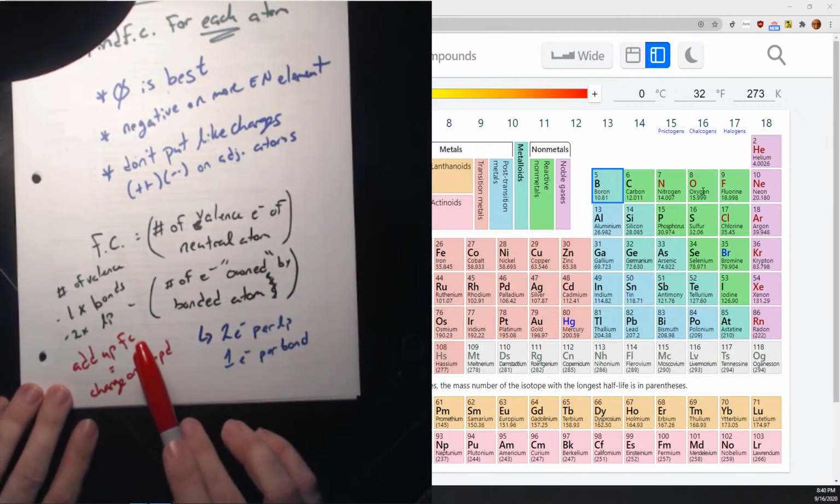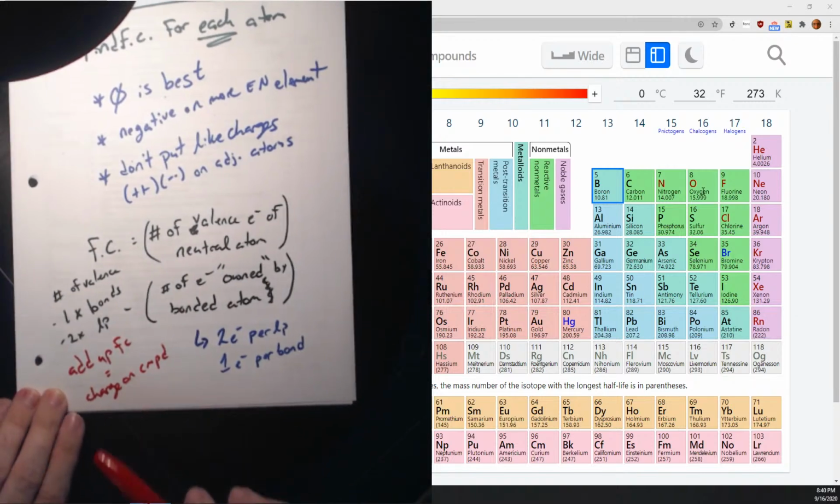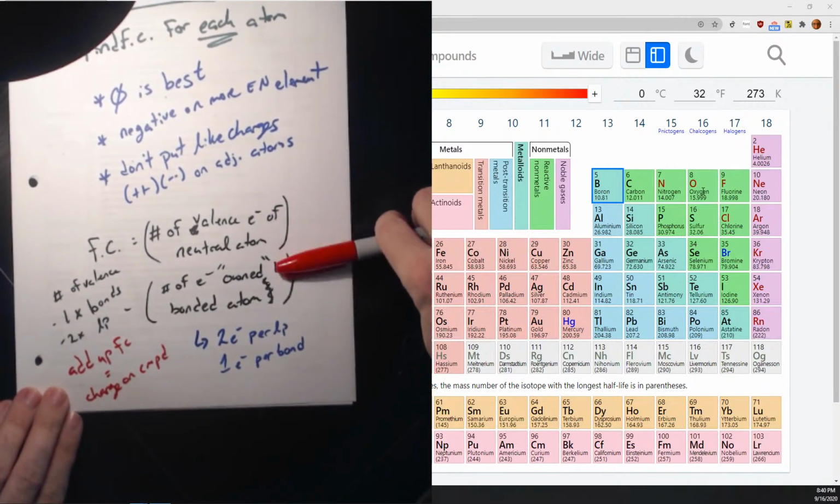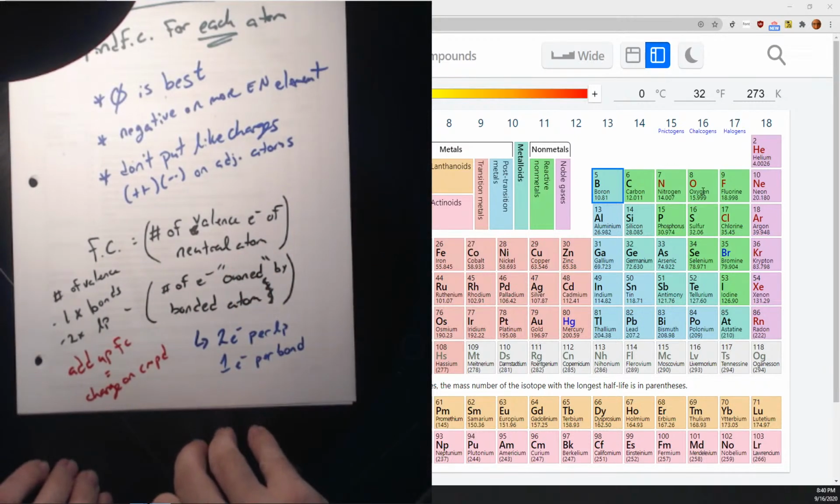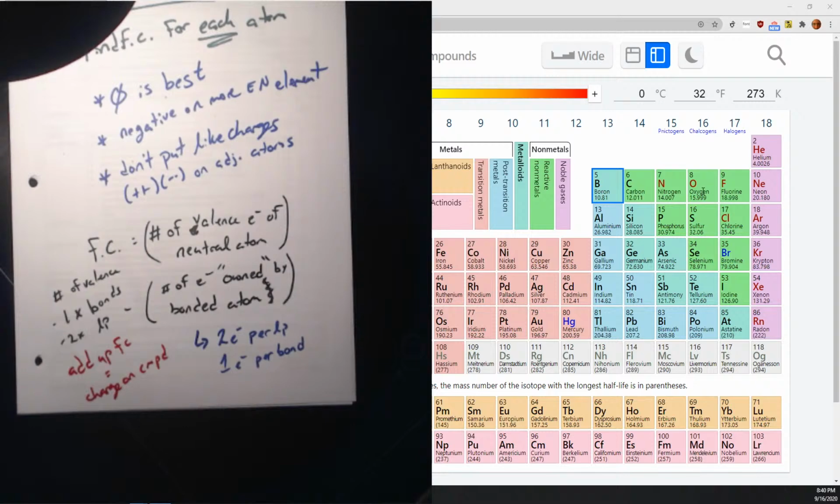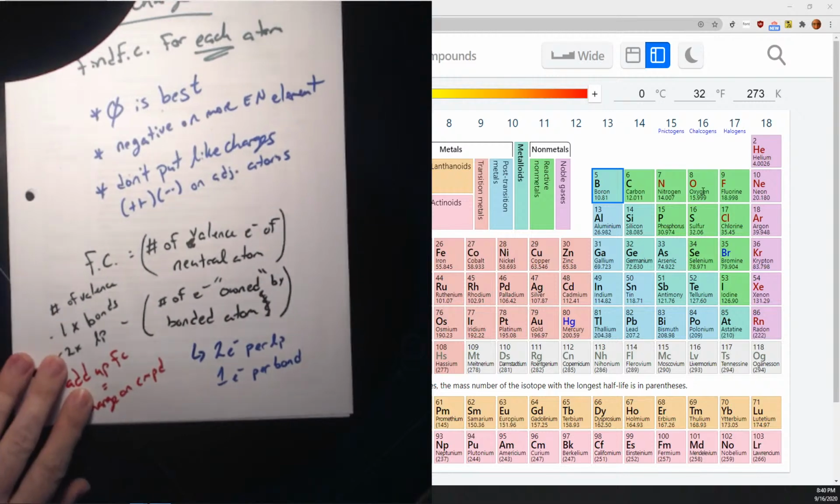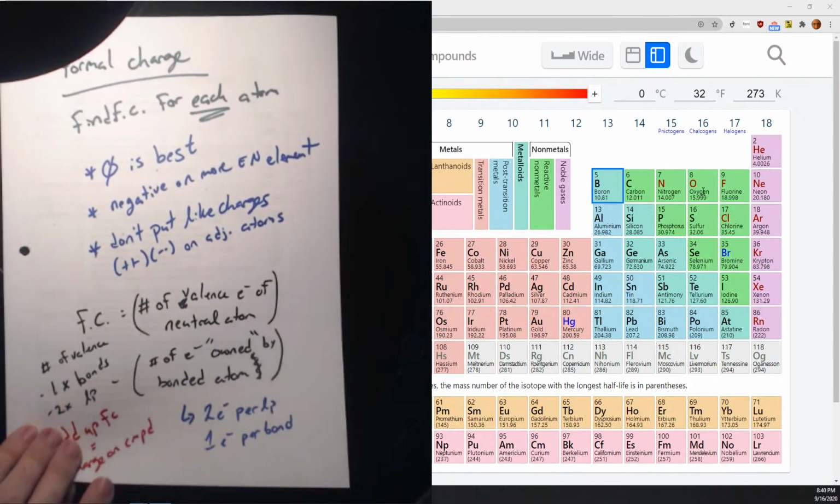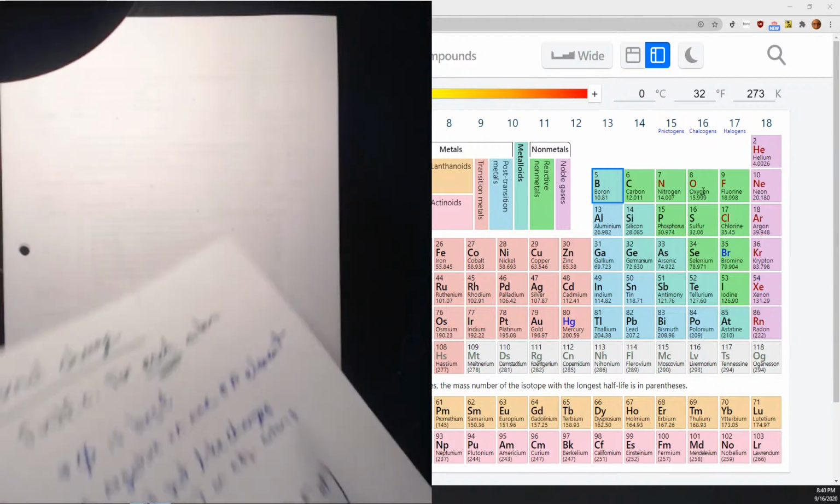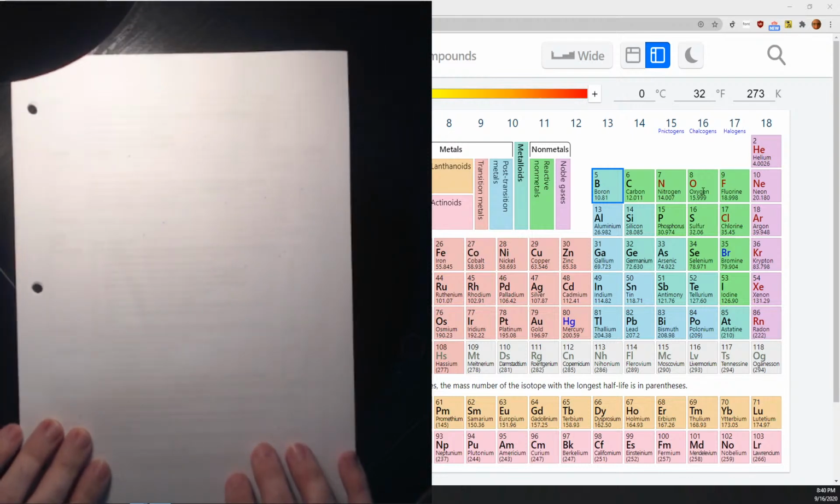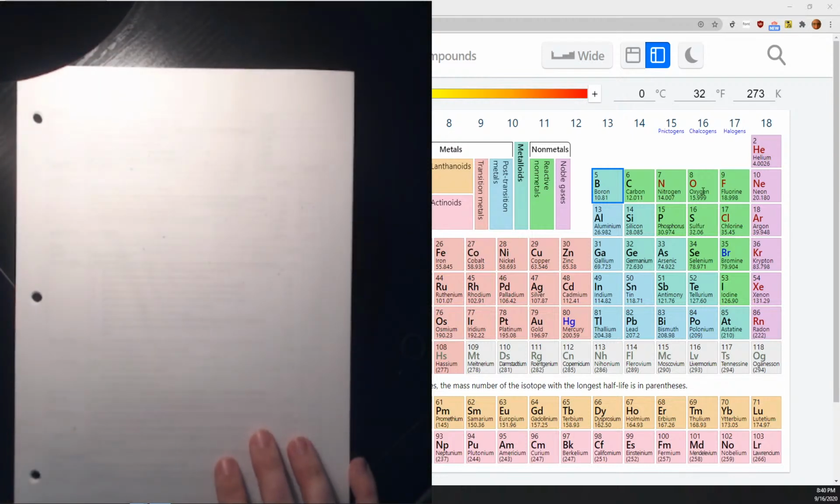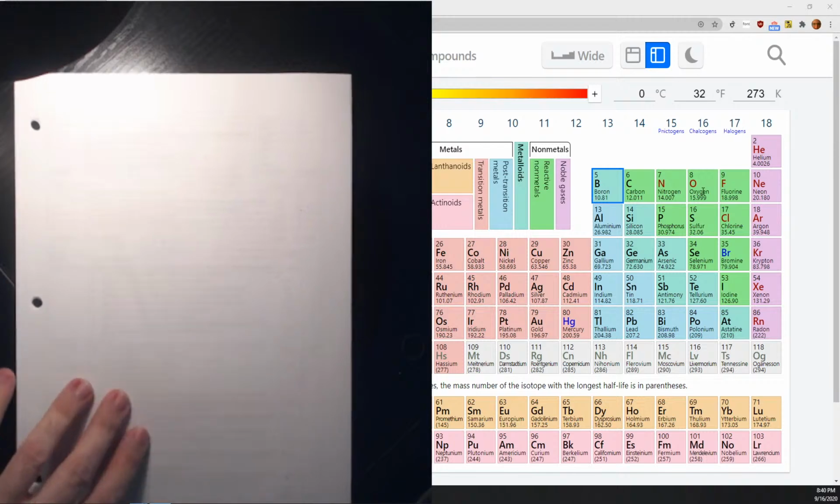If you add up your formal charges and you get a different number, it means either you calculated one or more of your formal charges wrong, or you really screwed up on the Lewis structure. So that is just a quick way to check yourself before you figuratively wreck yourself. Okay. So let's go ahead and use formal charges to judge a couple of compounds. Okay. So first up, CO2.